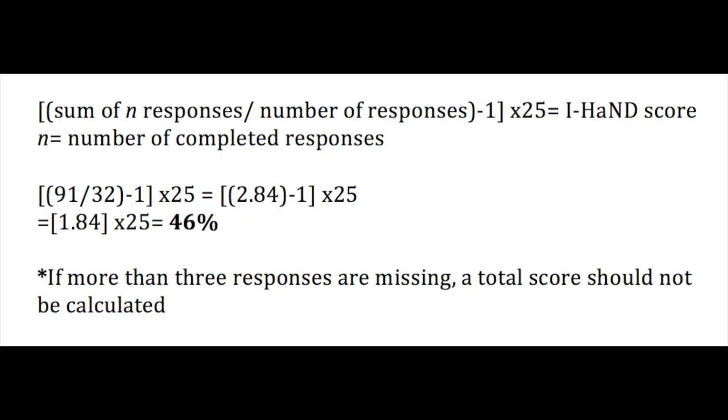For scoring of the I-HaND scale, you must add the raw scores ranging from 1 to 5 of all completed items and divide by the number of completed items to derive an average. The raw score can be converted to a percentage from 0 to 100% by using the following formula. In Joe's case, he completed all 32 items for a total score of 91. When dividing 91 by 32, followed by subtracting 1, we get 1.84, which we then multiply by 25 to get a percentage of 46%. Which would be Joe's official I-HaND score.